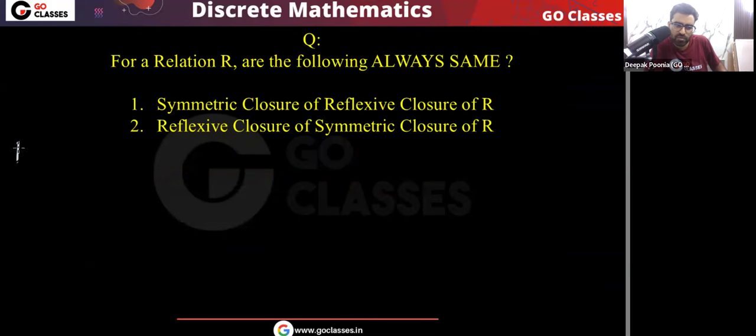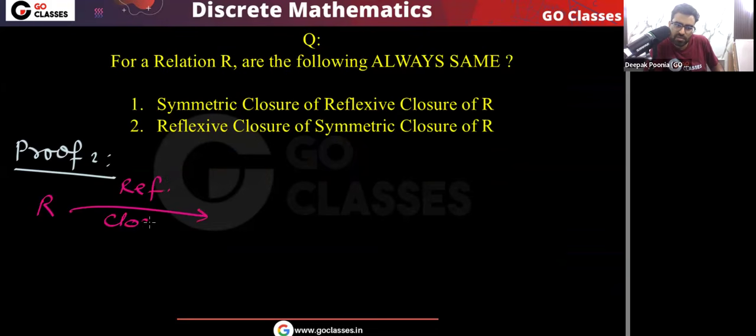Proof 2. See, if I first take the reflexive closure, then I take the symmetric closure, what will I get? You have relation R. First you take the reflexive closure, what will you get? You will get R union delta. Did you forget it? R union delta, yes or no? R union the identity relation. Okay. Now you take the symmetric closure.